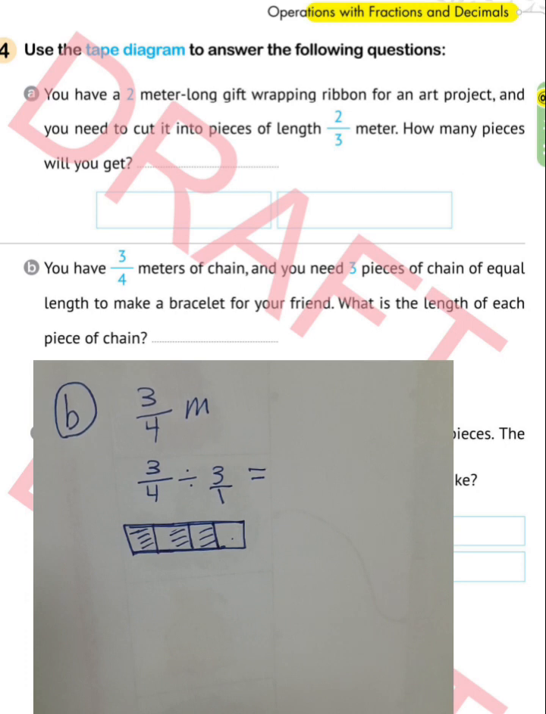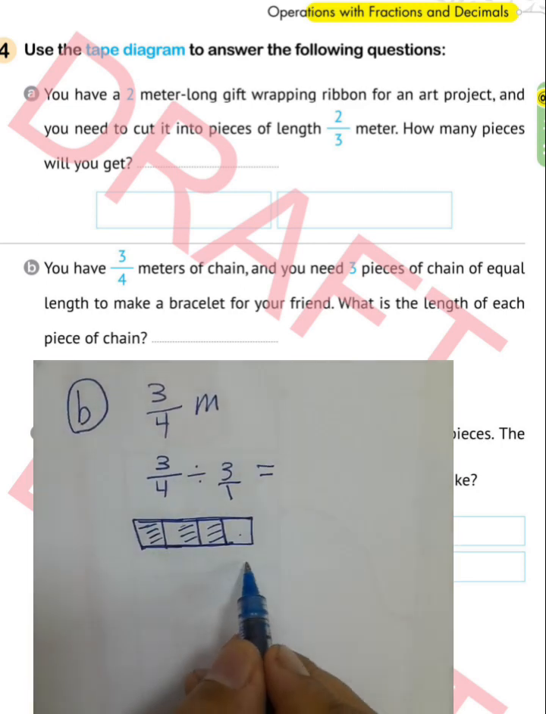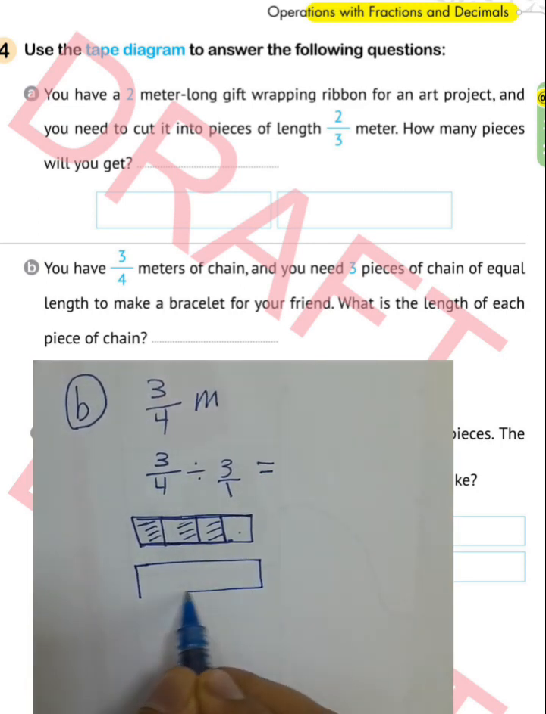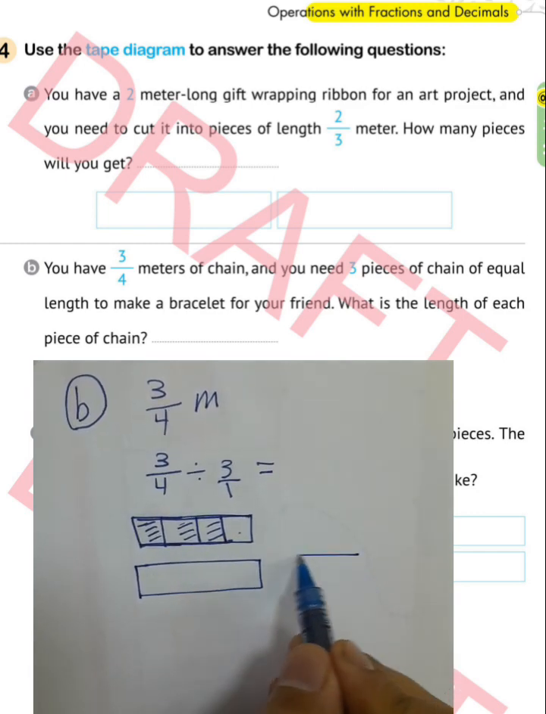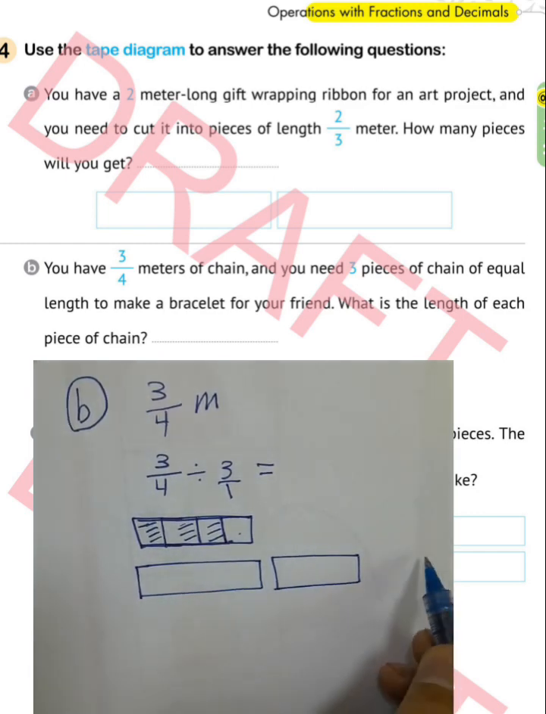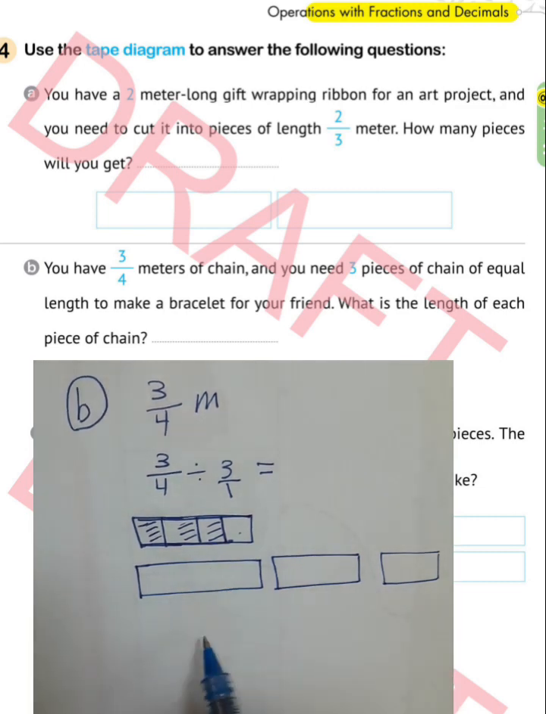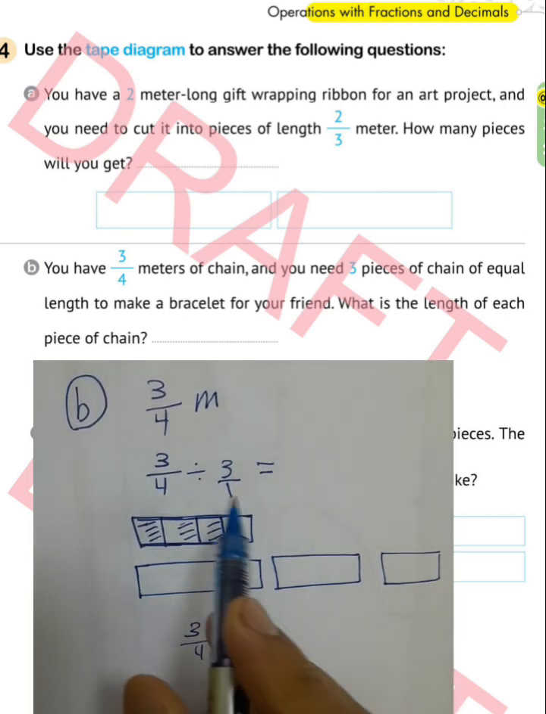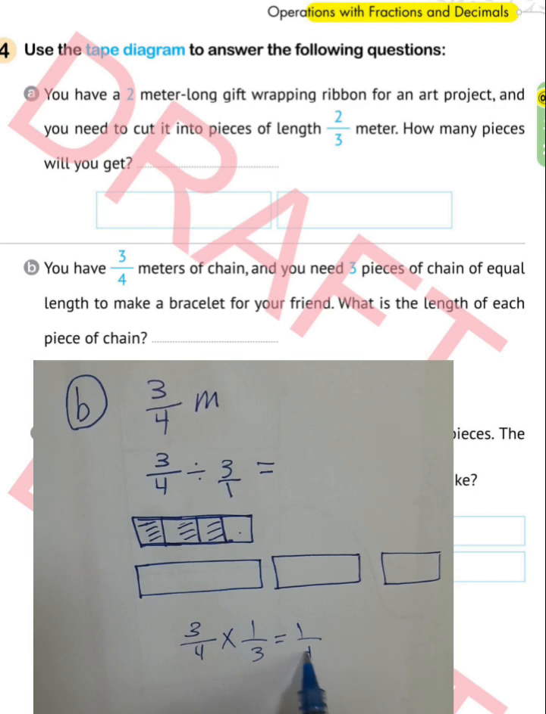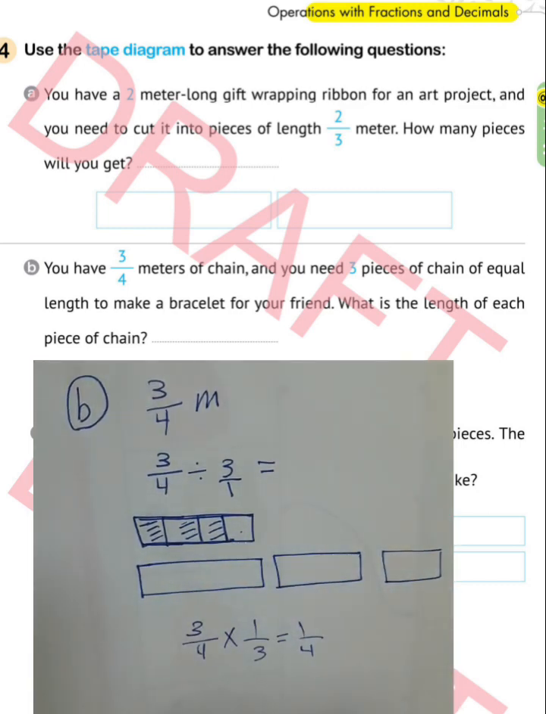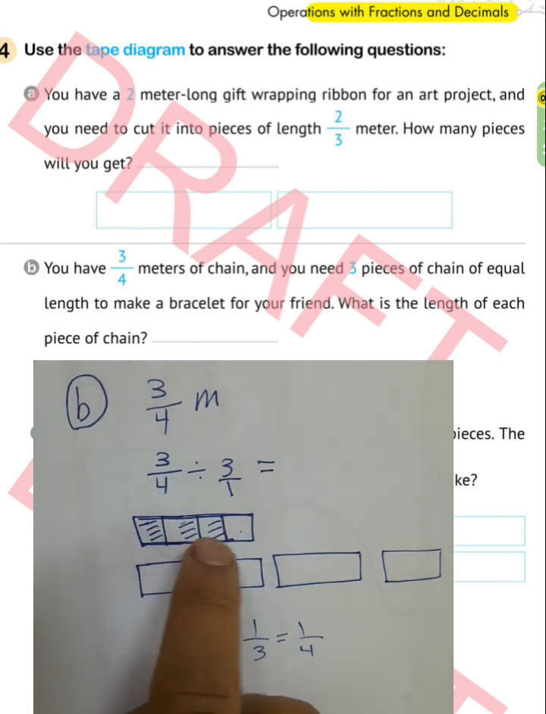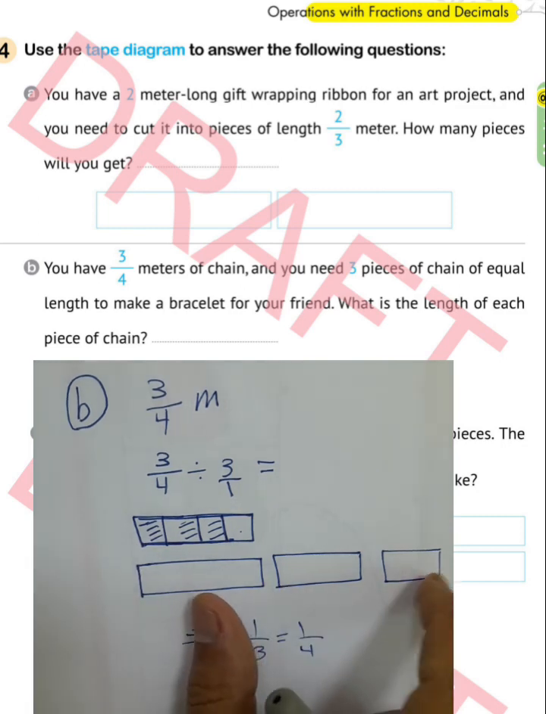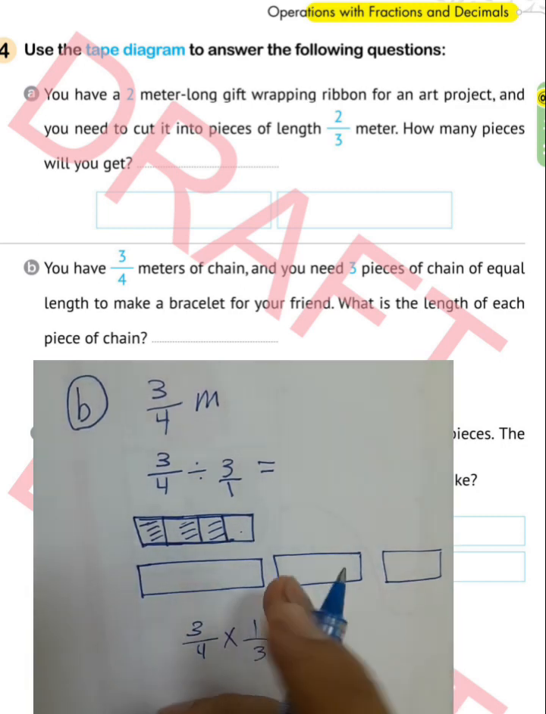3 over 4 divided by 3. We will draw 3 models. We know 3 over 4 times 1 over 3 equals 1 over 4. 3 colored of them. Okay. We have 3 parts colored from 4 parts, and here 3 models like this.